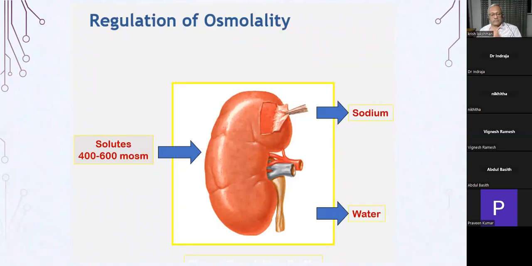So the regulation of osmolality mainly depends upon the function of the kidney, as it filters out the solutes and conserves the solutes. It is the one which is maintaining the osmolality. Around 400 to 600 milliosmolar of solutes are dealt with on a daily basis by the kidney. Conservation of sodium or excretion of sodium, conservation of water, excretion of water is all depending upon the function of the kidney.